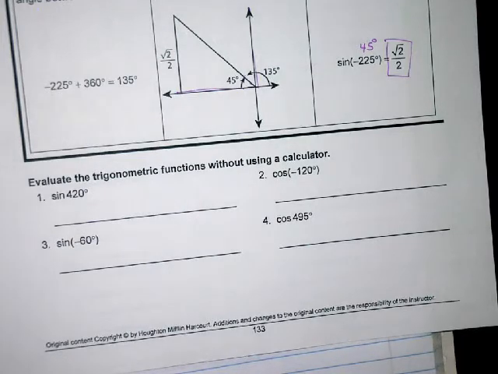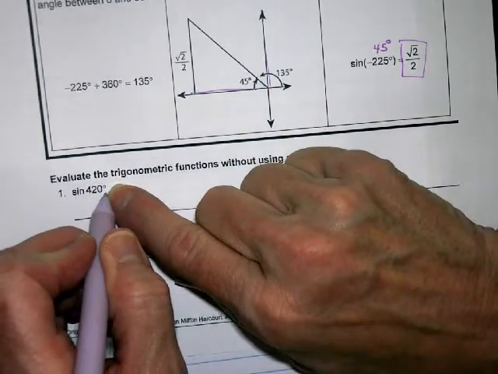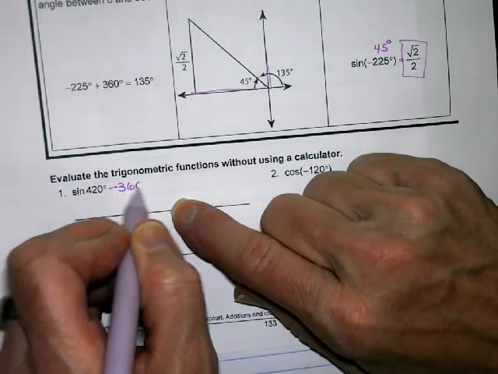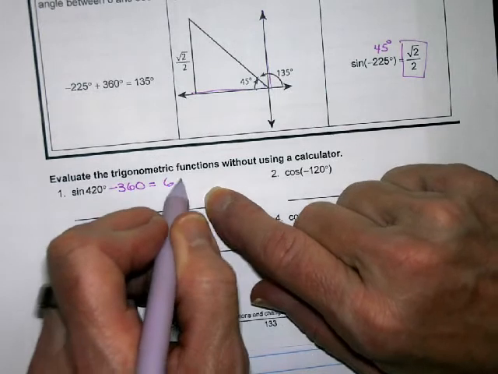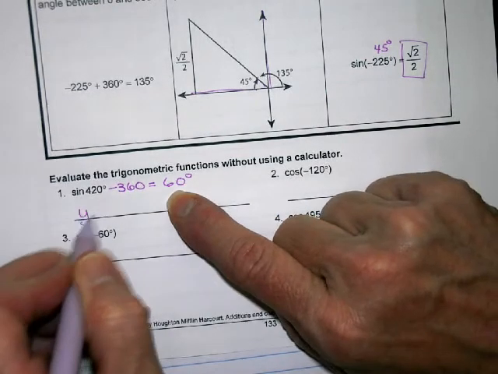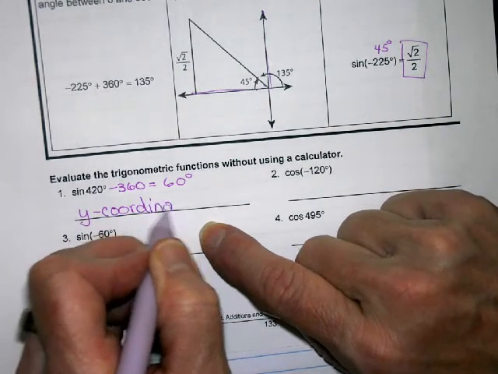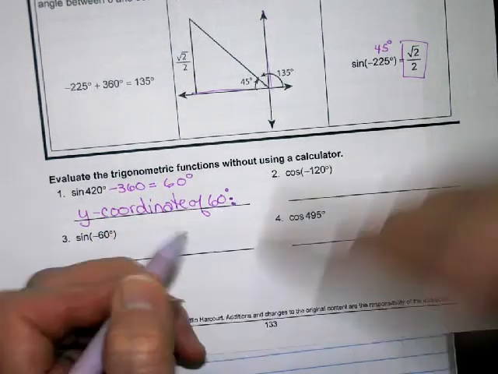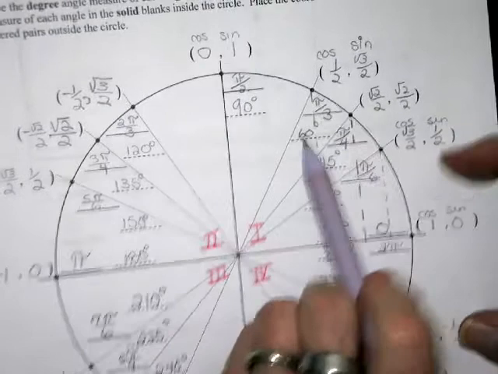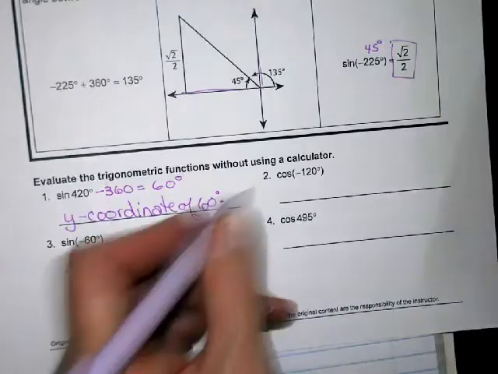But I want you to see where this comes from. If I just give you the calculator, you hit the buttons, you have no idea what this means. So if I want to find the sine of 420 degrees, I'm going to change it into an angle that's between 0 and 360. Okay, so I'm going to look for the y-coordinate, sine is y, of 60 degrees. So I look here, 60 degrees, y-coordinate is square root of 3 over 2.